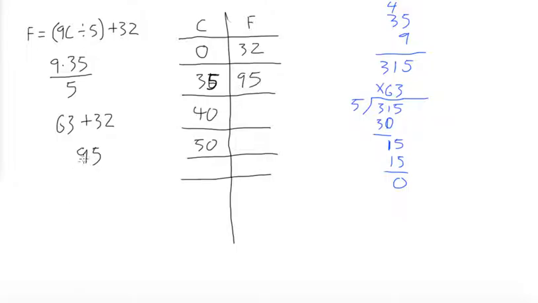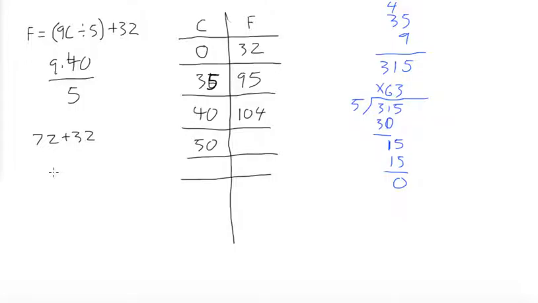All right, so let's apply this rule, this little thing here. I'm doing all this multiplication here. Let's do this with the 40 and the 50. So 9 times 40 divided by 5. Well, 40 divided by 5 is 8, times 9 is 72. So 72 plus 32, that's going to be 104.